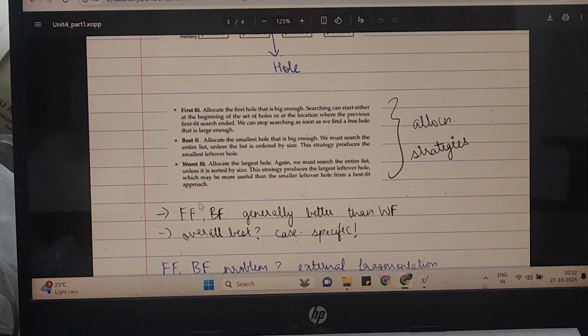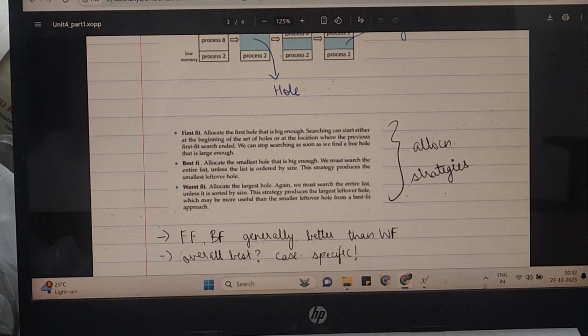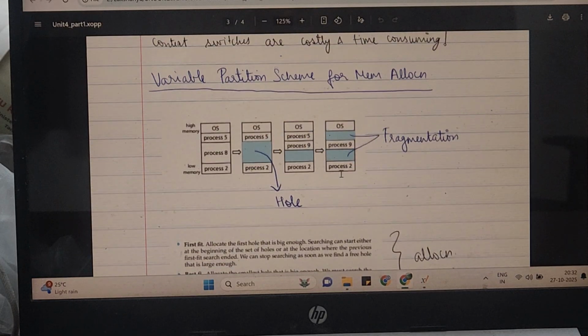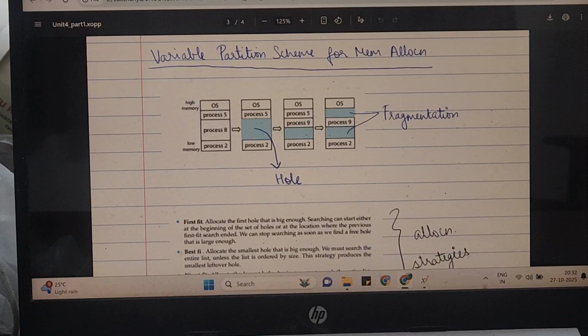Generally, first fit and best fit are better, but overall, can we make a claim that one of these is the optimal strategy? Not really. It depends on case to case. It depends on your memory, it depends on the hole size, depends on the process size. So that is your memory allocation.